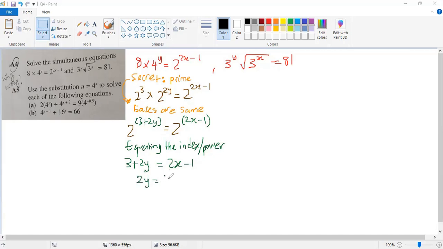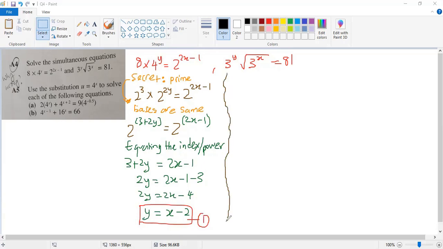Let's bring the minus 3 there. So 2x minus 3 minus 1 minus 3. If you write it down, 2x minus 4, then dividing throughout by 2, we get a nice linear equation, which is nice for substitution. We can suspect it's going to be a simultaneous equation by the very nature that there are two unknowns and two equations. So y is x minus 2.